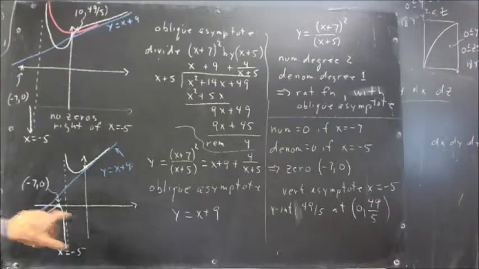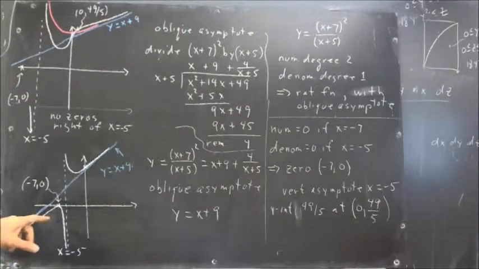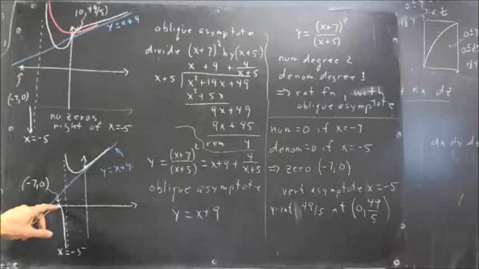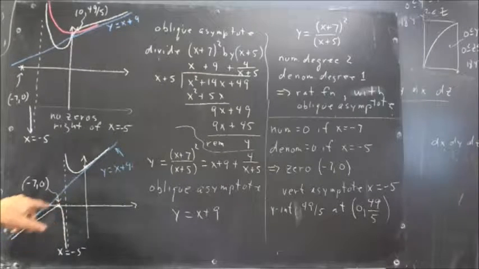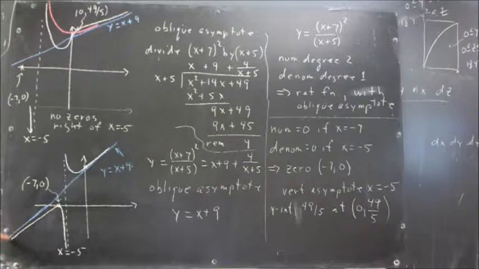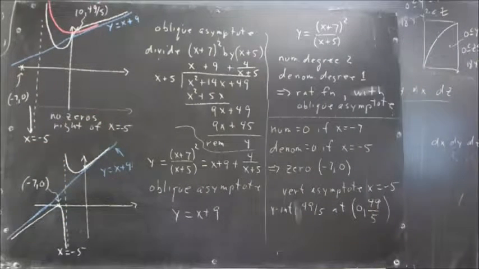Well, this 0 comes from a squared function, meaning that in the neighborhood of that 0, the graph is going to be kind of parabolic. So it might look something like this. It's going to just touch this point. It's not going to go through the x-axis, just going to kiss the x-axis at this point, much like the vertex of a parabola, and then it's going to go off and approach the oblique asymptote y equals x plus 9.